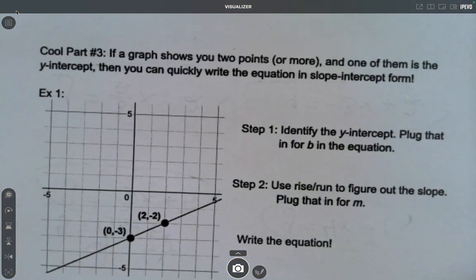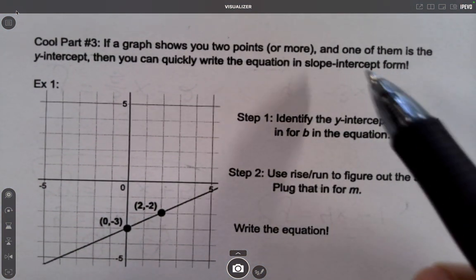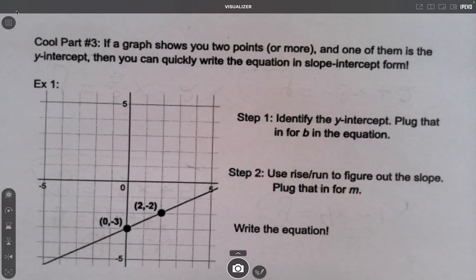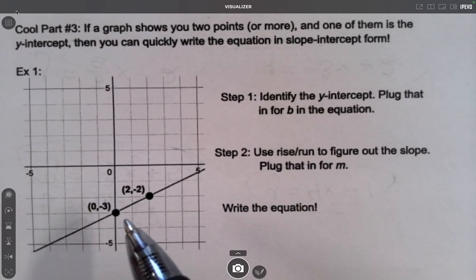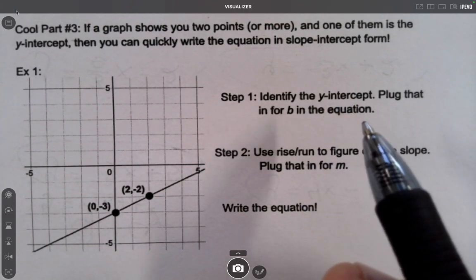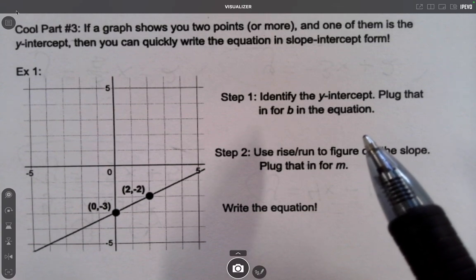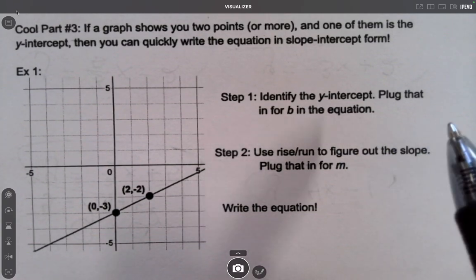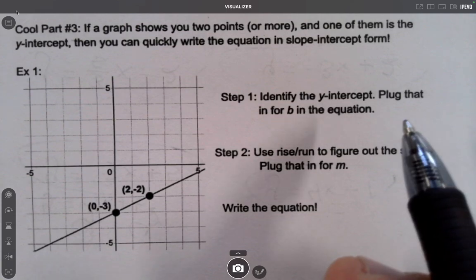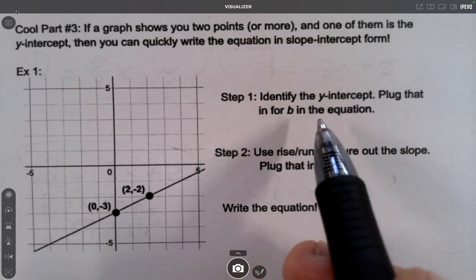Cool part number 3. If the graph shows you 2 points, or they may show you more, as long as one of them is the y-intercept, then you can quickly transition from the graph to writing the equation. So just like I suggested with the graphing, starting with the y-intercept, I suggest that too. That's not as essential here. It is essential on graphing, but we'll identify the y-intercept.